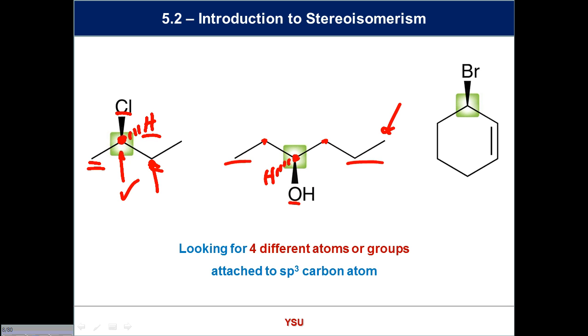So this is not symmetrical. I would hope that we could see this is different to this. So there's no symmetry down the middle of that molecule. Therefore, that is a chiral system.